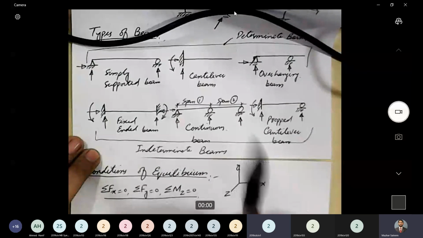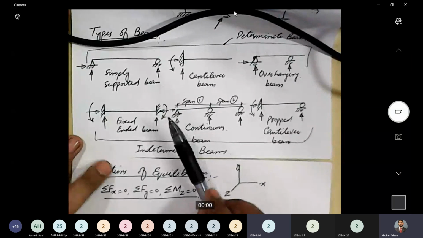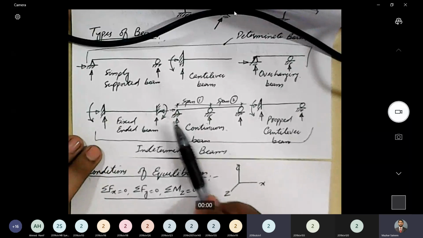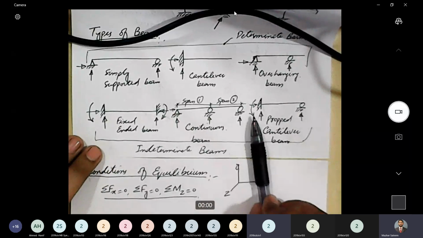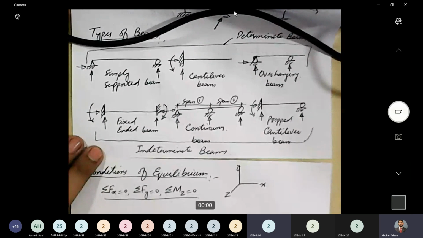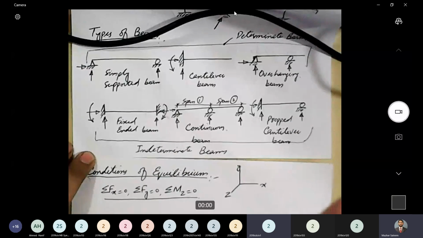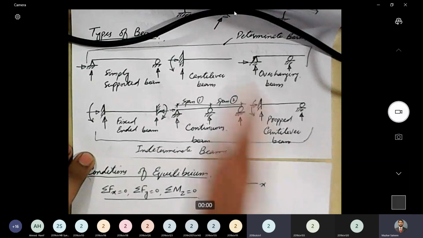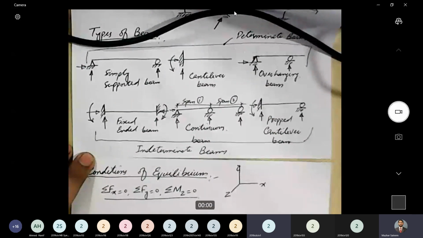From mathematics, we know that we need as many equations as the number of variables in a system. If we want to find one variable, we need one equation. If we want to find two variables, let's say x and y, we need two relationships in x and y. If we want to find three variables, x, y, and z, we need 3 equations to determine those 3 unknowns. So the number of unknowns must be equal to the number of equations for us to find the unknowns.